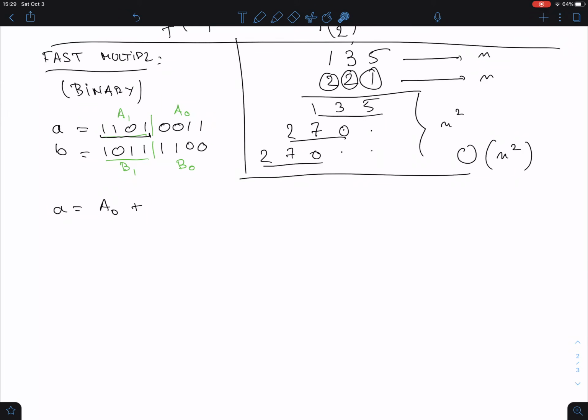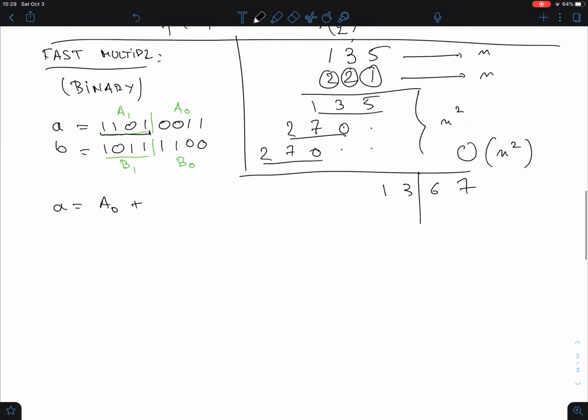If you don't understand this, let's do this with regular digits. I put in 2 parts. This is A1 and this is A0. So A0 is 67, A1 is 13. What is A? It's not 13 plus 67, it is 67 plus 13 times 100, right? Because we have here 2 zeros. In other words, we split this up as 1300 and 67, and that's how we think of this number.